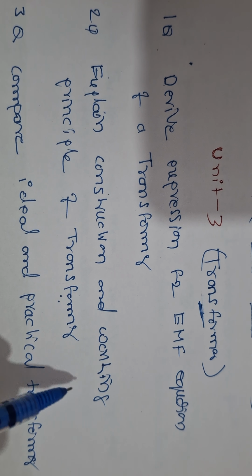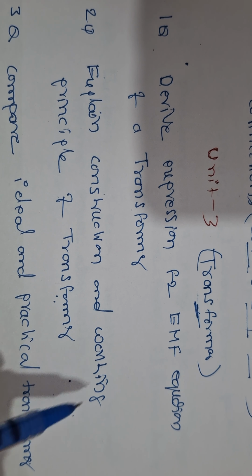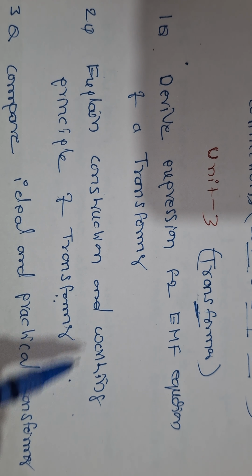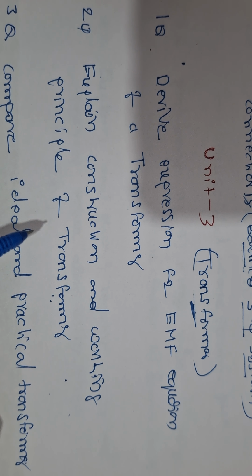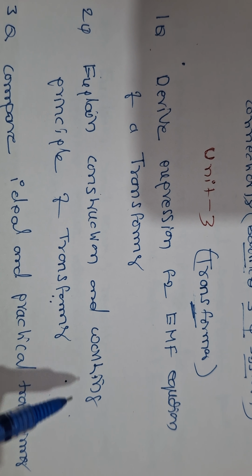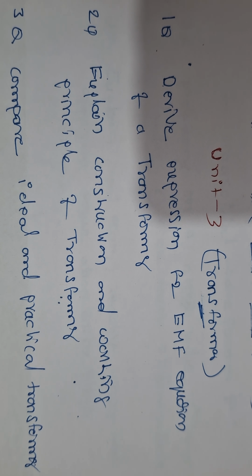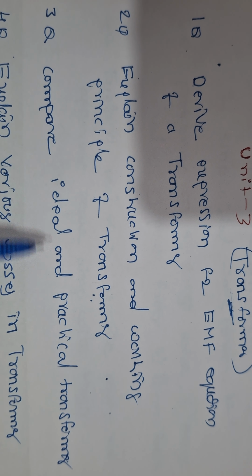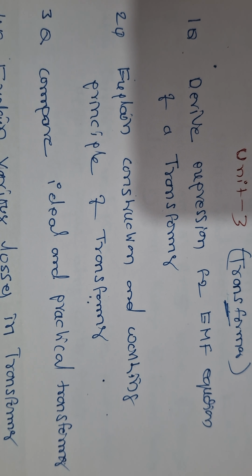So you are supposed to draw the primary winding, the secondary winding, and the rotating flux in between the two windings, with the turns on each winding. Each term you have to mention and draw, and explain the working principle with neat diagrams. And third one, compare ideal and practical transformer.